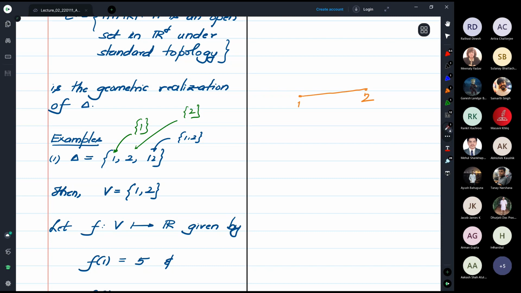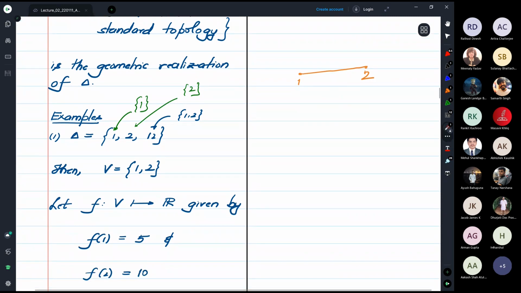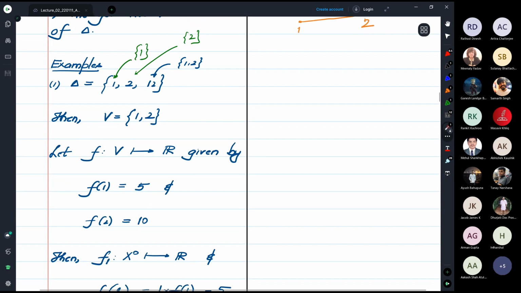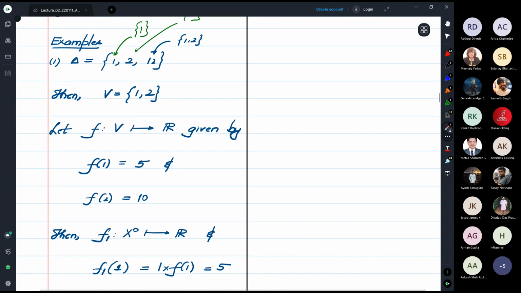So before we venture into all those questions, let's look at this simple example and see if its geometric realization indeed looks something like this. The first thing we have to do is look at the vertex set of this simplicial complex. This includes the two vertices 1 and 2. And we have to identify a function which goes from V to some R^n. Here for simplicity, let's take a function which goes from V to R.